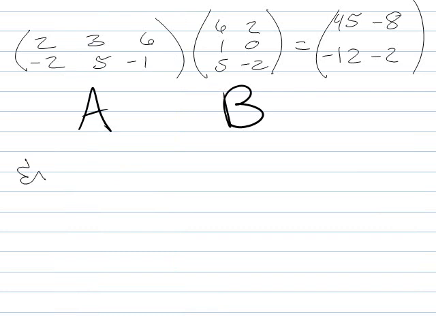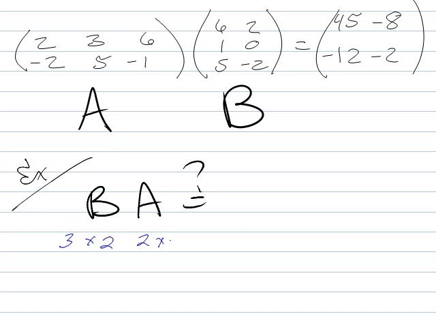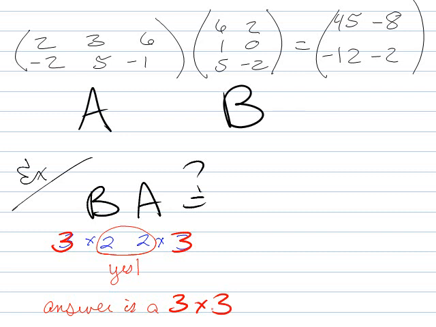Now, here's a question. What is B times A? You say, well, it's just that thing, right? No, it's not. This is crazy, okay? So what's B? B is a 3 by 2. A is a 2 by 3. So can we multiply these together? Yes. But what's the size of my answer? The size of my answer is actually a 3 by 3. A times B was a 2 by 2, but B times A is a 3 by 3. OMG, this is crazy.